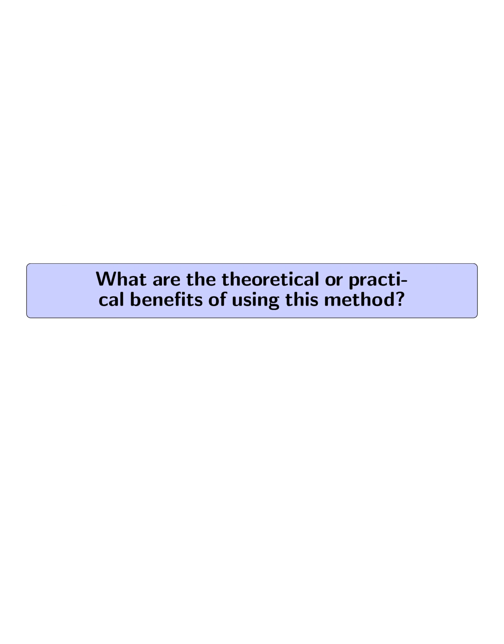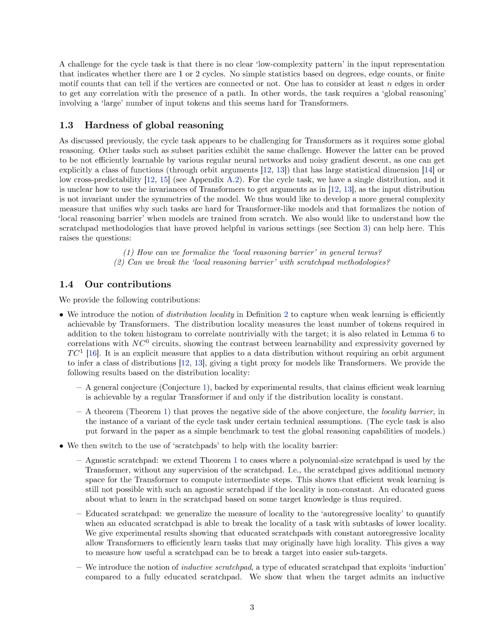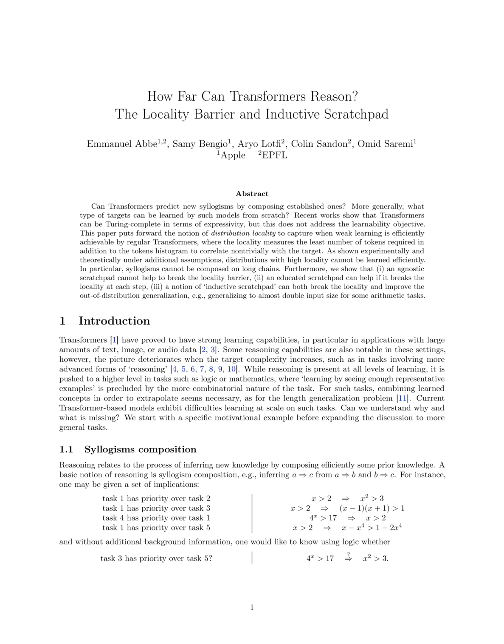What are the theoretical or practical benefits of using this method? The theoretical benefits of using the method described in the paper include the ability to quantify the notion of locality, or local reasoning, barrier, through the concept of distribution locality. This measure provides a tight proxy for understanding efficient weak learning of regular transformers for arbitrary data distributions.